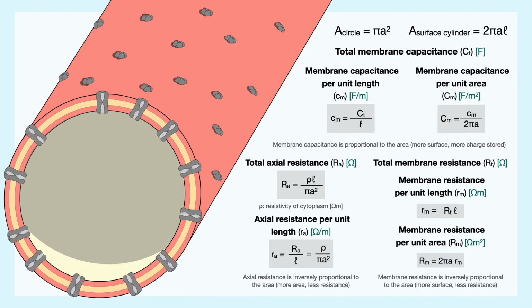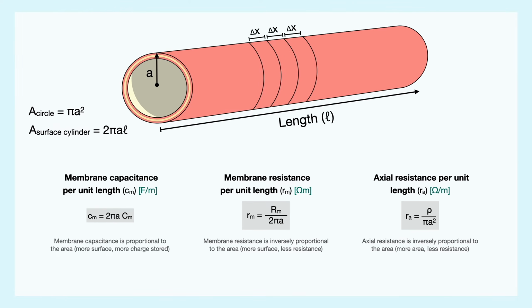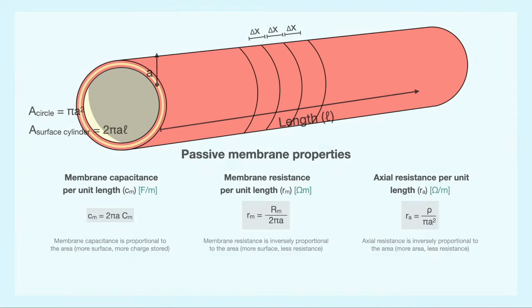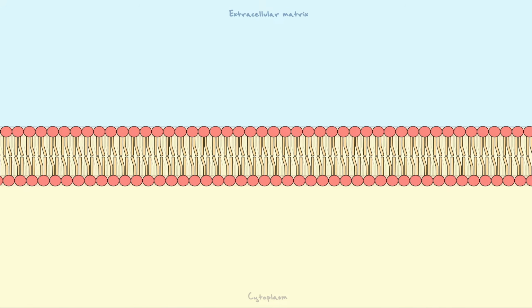Now, this is a lot of small equations, and we are not going to use them all. Here are the relevant properties and equations we will need to keep in mind. You will notice right here that these are the 3 passive membrane properties that I have introduced a section ago. Alright, let's get started on our electric circuit model, which will take place at the membrane.